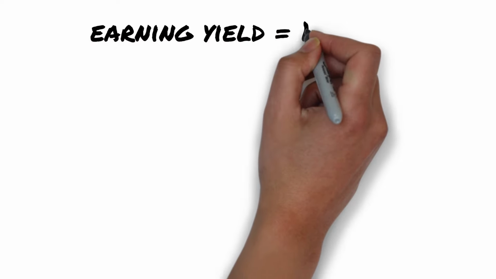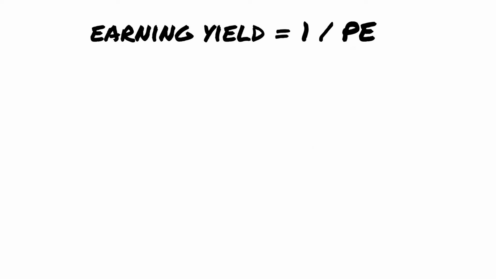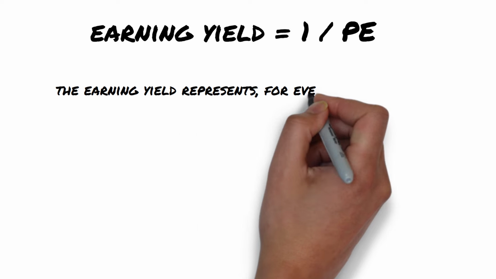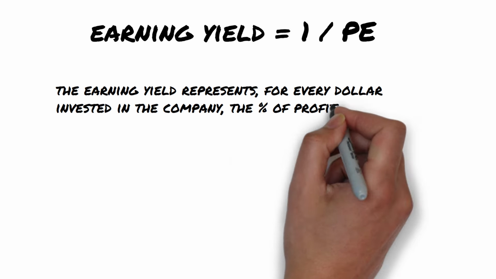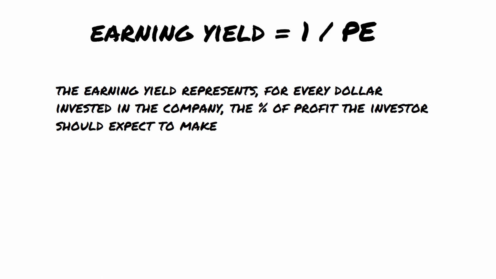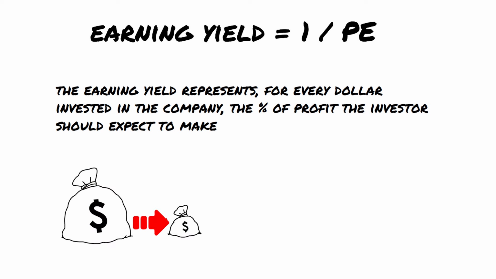Another way to look at the PE is to reverse the ratio, to obtain the so-called earnings yield. This measure is telling you, for every dollar invested in the company, the percentage of profit you should expect to make out of it. This is very convenient because it allows you to compare not only different companies but also different asset classes.